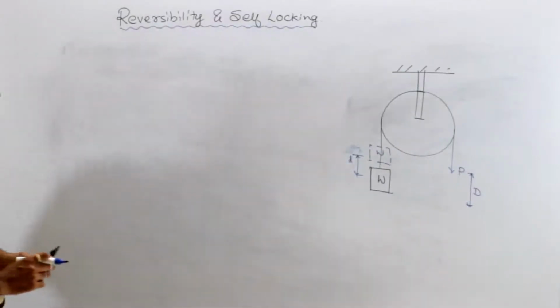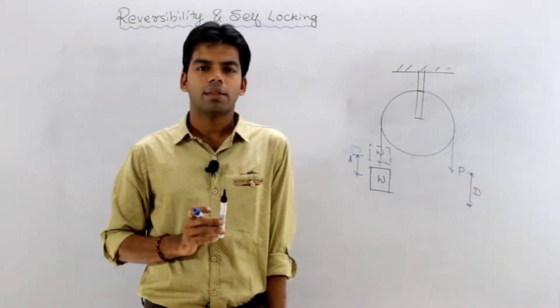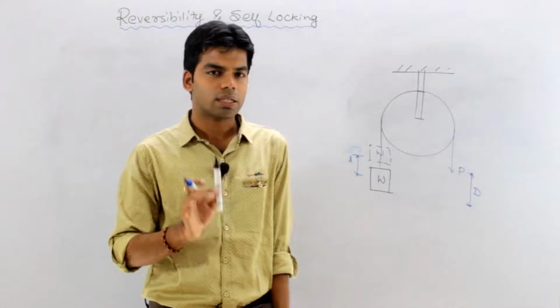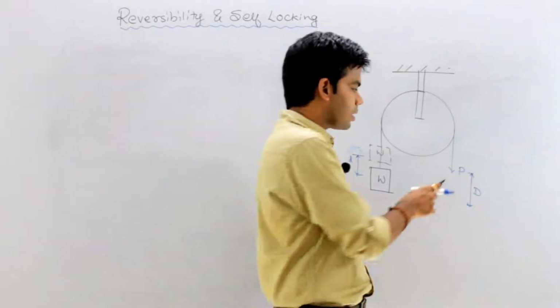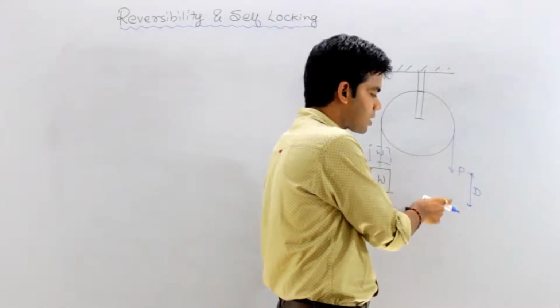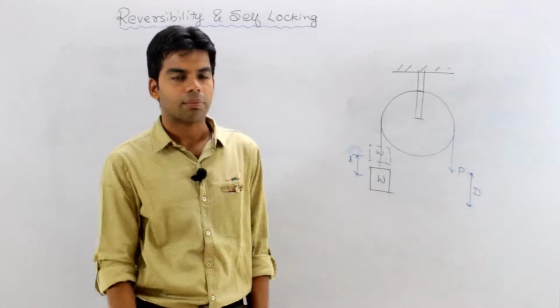Clear or not? Okay. Now, coming to the condition of self-locking. Now, when can we say that this machine is self-locked? Okay. So, understand this thing very carefully. I am applying a load P, and because of this effort P, this rope is getting displaced by an amount capital D.